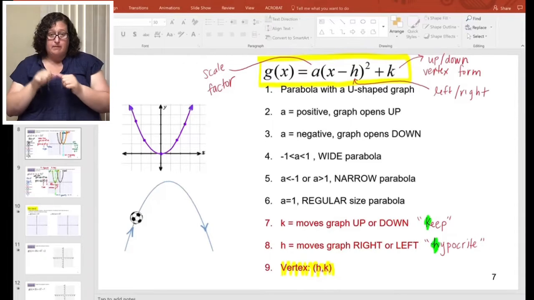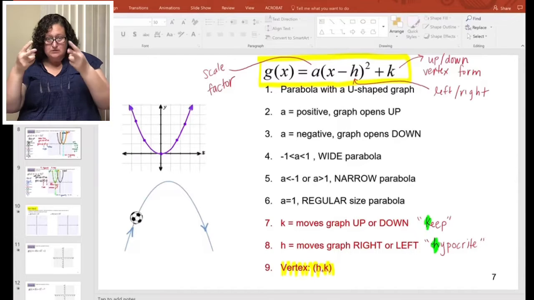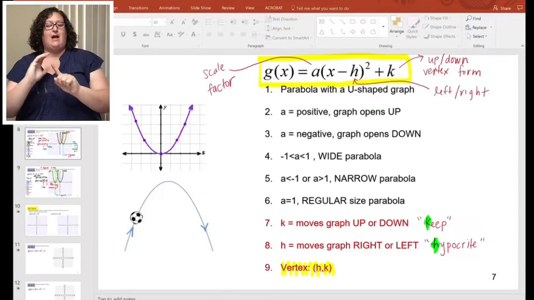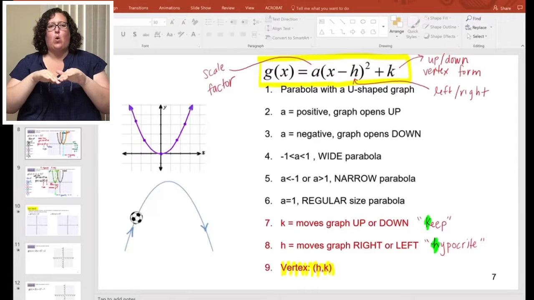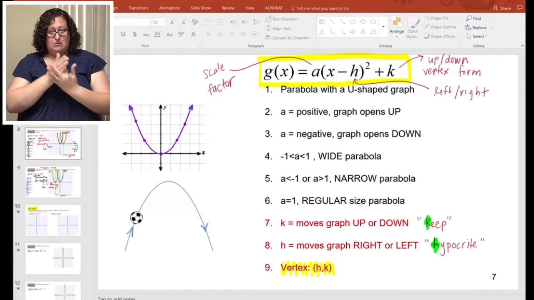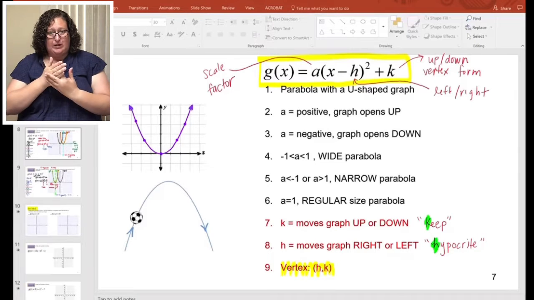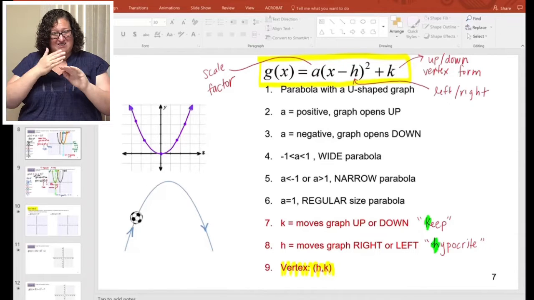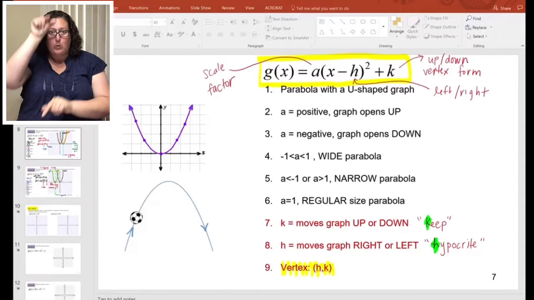A few things to remember. A is our scale factor. H and K are the coordinates of our vertex. So if our scale factor, which is A, is positive, our graph will open up. If A is negative, the graph will open down. If A is between -1 to 1, so if it's a fraction or a decimal between -1 to 1, then our parabola will be wide. If A is less than -1 or greater than 1, then the parabola will be narrow. If A equals 1, it'll be of regular size.